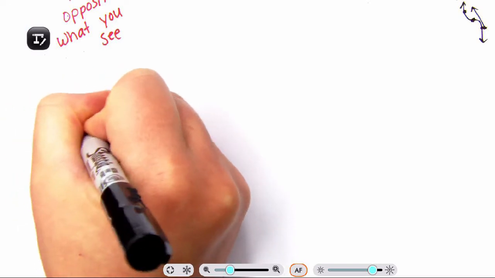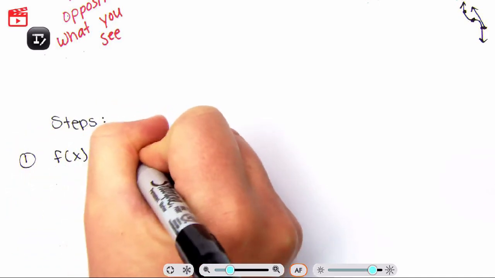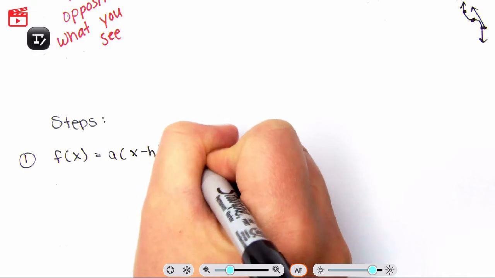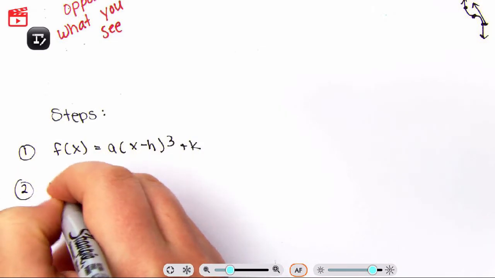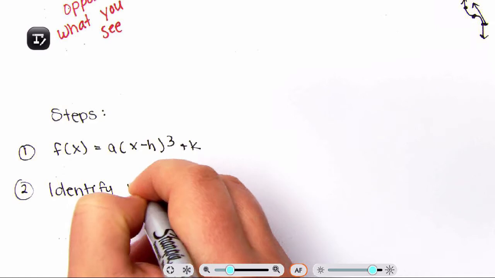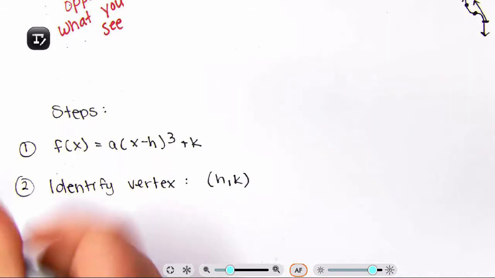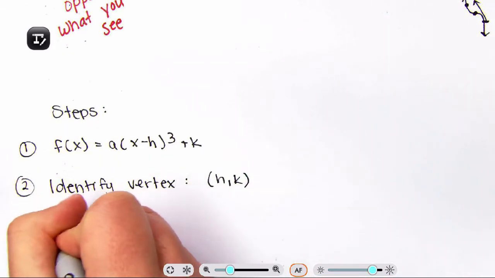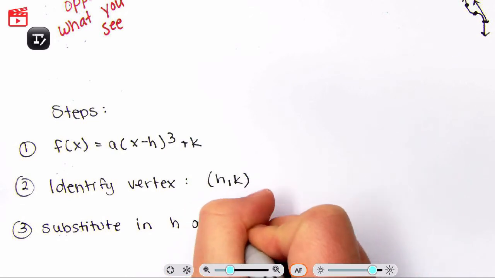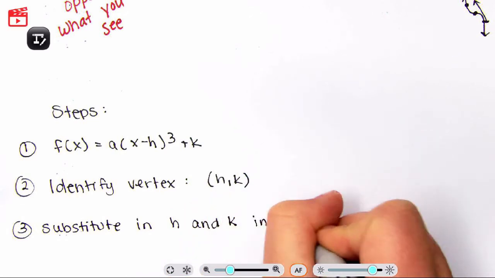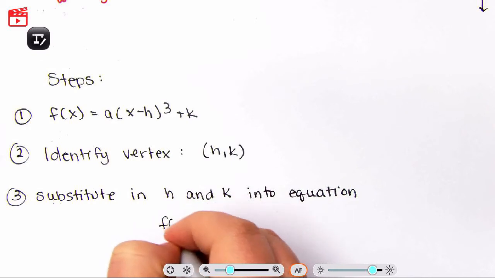So steps to writing an equation. Step number 1, you want to write out your equation, and that's general form. You want your equation in general form. So if you need to simplify something, move things aside, go ahead and do that, but you want it in general form. Step number 2 is identify your vertex. And again, vertex is h, k, where h is the opposite of whatever you see. Step 3 is you're going to substitute in h and k into the equation. So at this point, you can start using y if you want. If you want to keep f of x, that's fine.